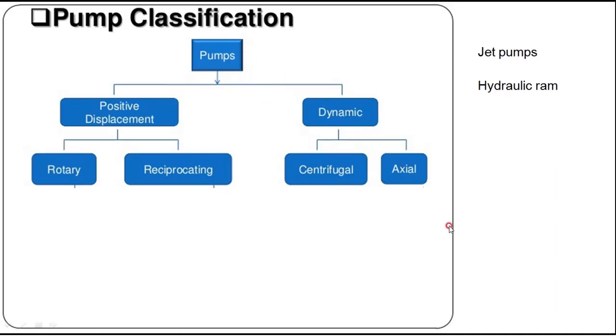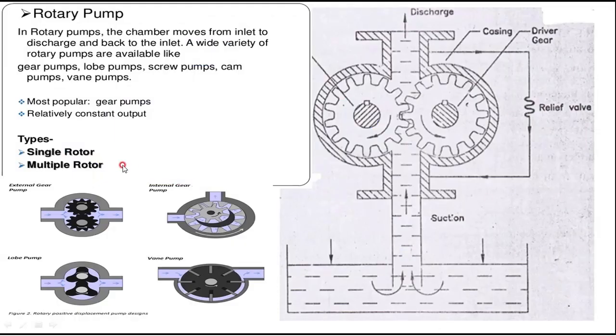Now, some other pumps are not included in this tree. They are jet pumps and hydraulic rams. They have their own particular applications, but we will not study them. We will study only displacement pumps, dynamic pumps, rotary, reciprocating, centrifugal and axial pumps. Now come to the rotary pumps.